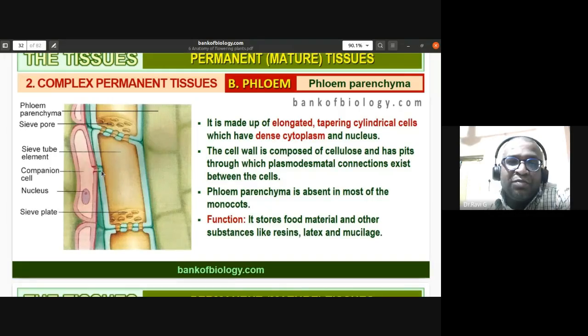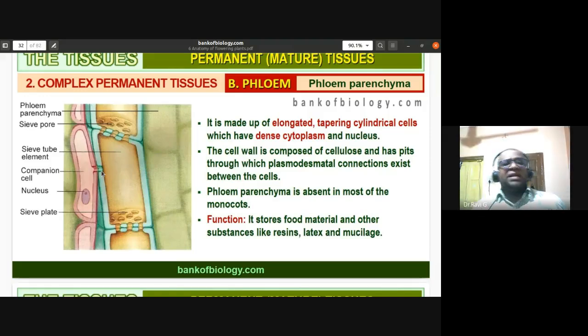The function of phloem parenchyma is it stores the food material and other substances like resins, latex, and mucilage. They are stored in this phloem parenchyma.